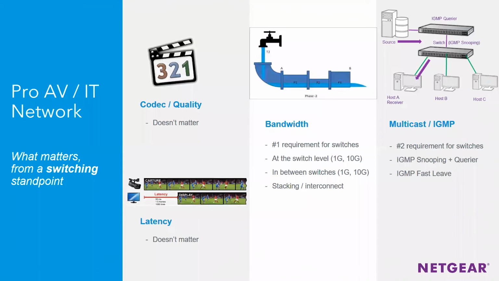What is important when it comes to selecting a switching backend for a professional AV, a convergent AV/IT installation? Which parameters are going to be important so that you select the right switch platform? Is the type of codec or your requirements in terms of quality important? No, it doesn't really matter for the switch, right? Because the switch just receives packets, good packets, bad packets, codec or no codec, high quality, low quality, doesn't matter. We are going to move those packets very fast.